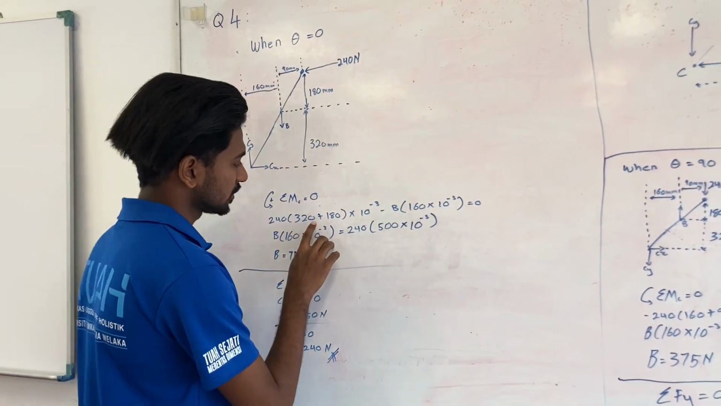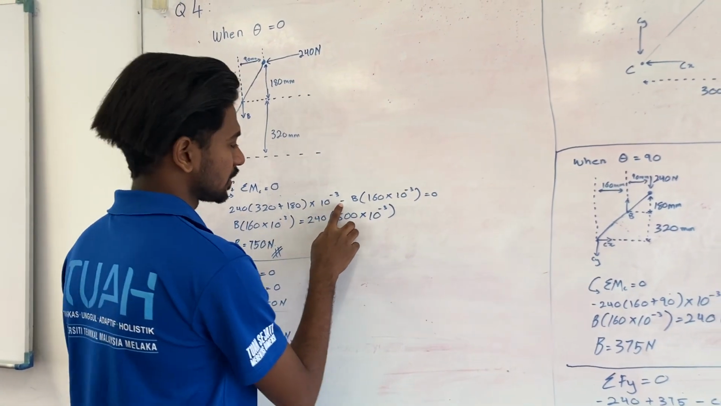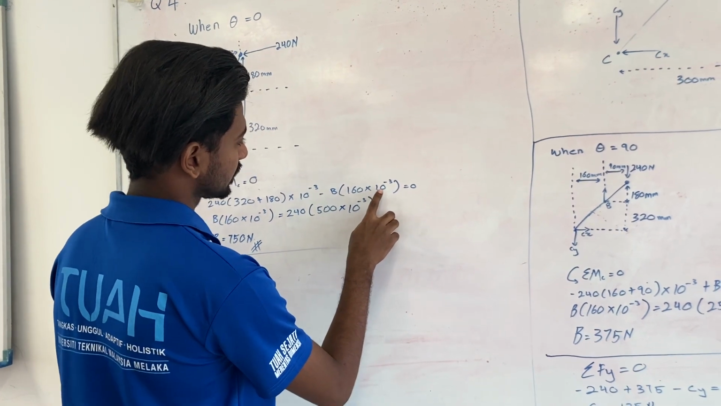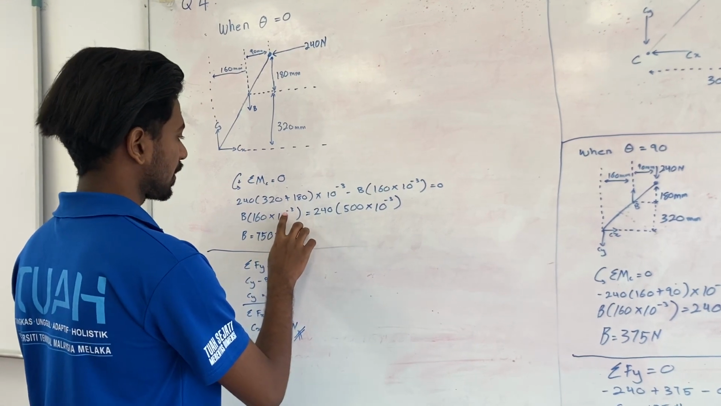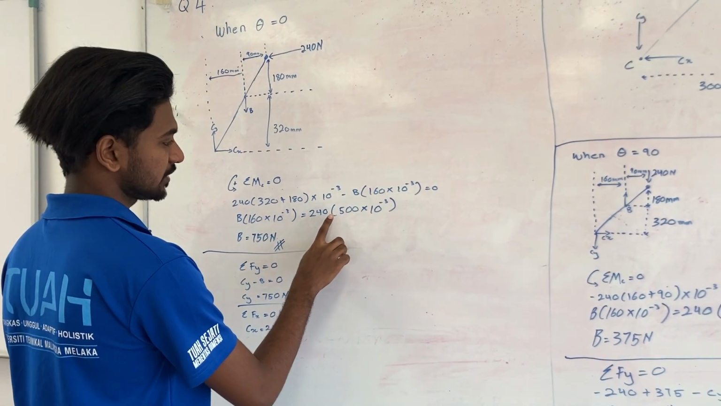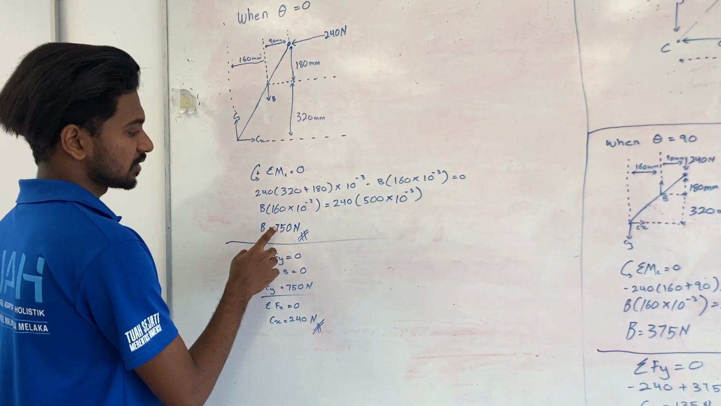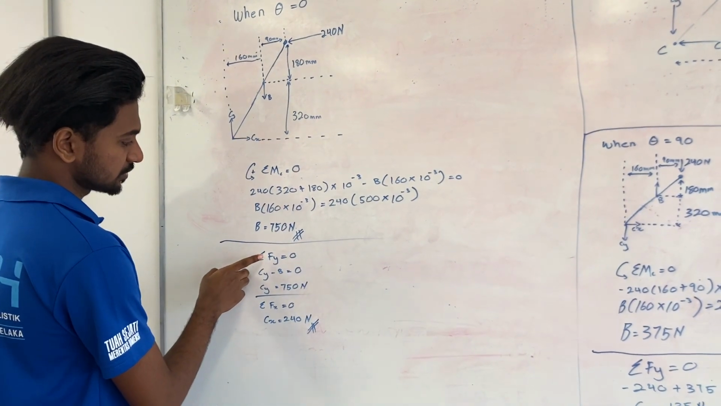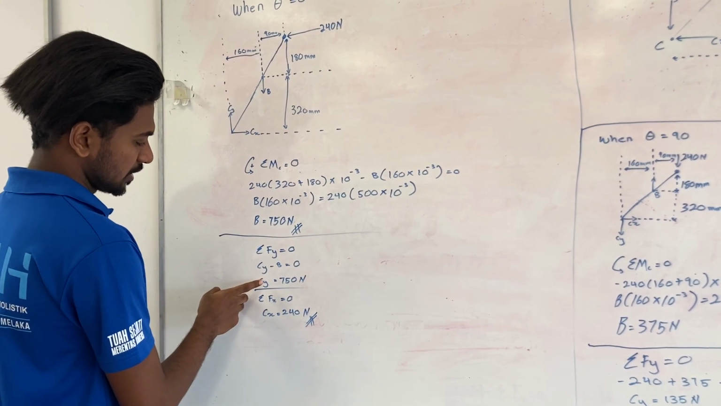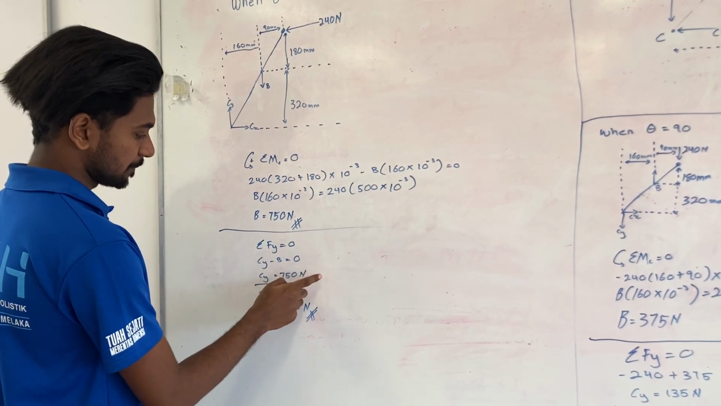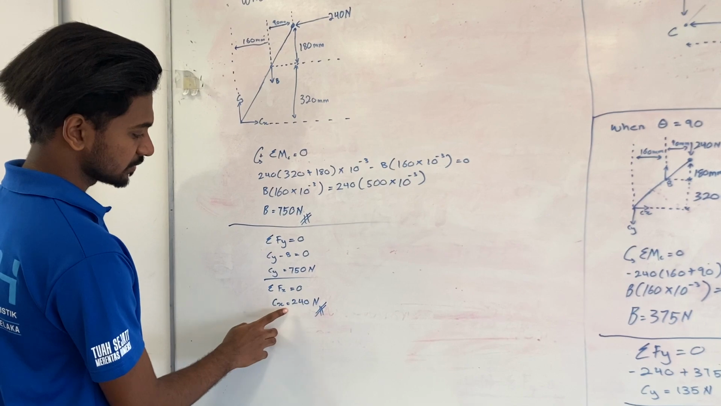240 bracket 320 plus 180 times 10 power of negative 3, we use that to change mm to meter, minus B bracket 160 times 10 power of negative 3 equals 0. B bracket 160 times 10 power of negative 3 equals 240 bracket 500 times 10 power of negative 3 bracket, and B we get 750 Newton. For summation of forces on y-axis equals 0, Cy minus B equals 0, Cy equals 750 Newton, and summation of forces on x-axis equals 0, Cx equals 240.